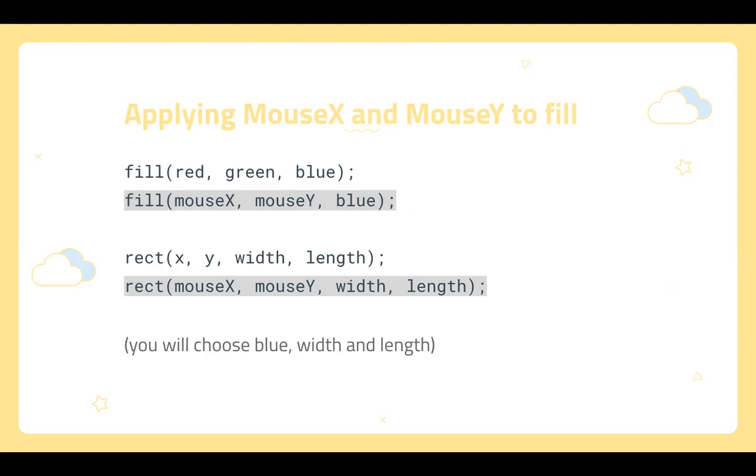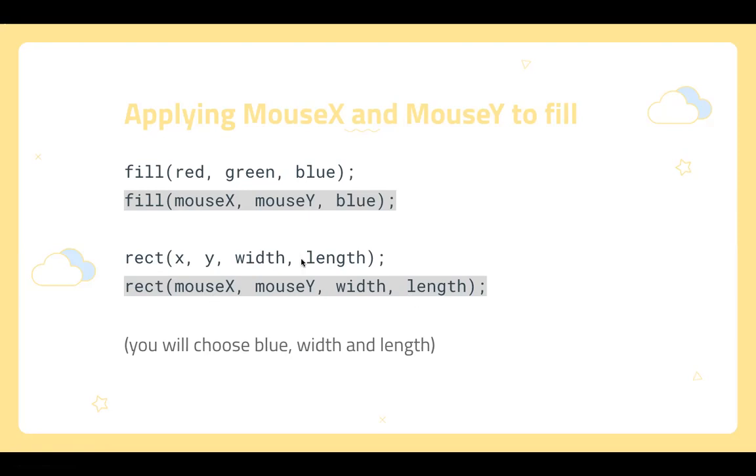And we can use it with rectangles too. Rectangle X comma Y, width, it takes in 4 parameters: X, Y, width, and length. So we can replace the X and the Y parameters with mouse X and mouse Y. This means that the rectangle will have to follow your mouse wherever it goes in order to satisfy the X and the Y coordinates. The width and the length stay the same, but the X and the Y change.